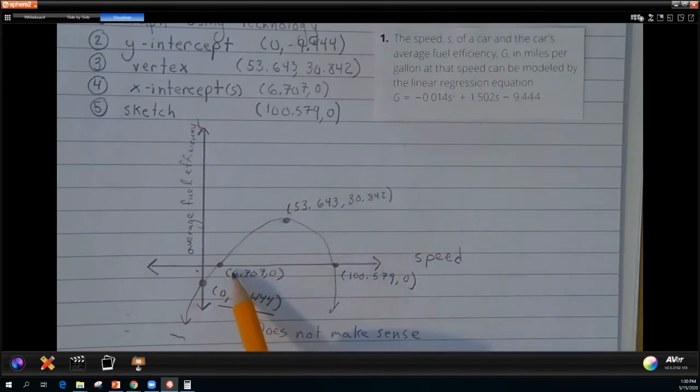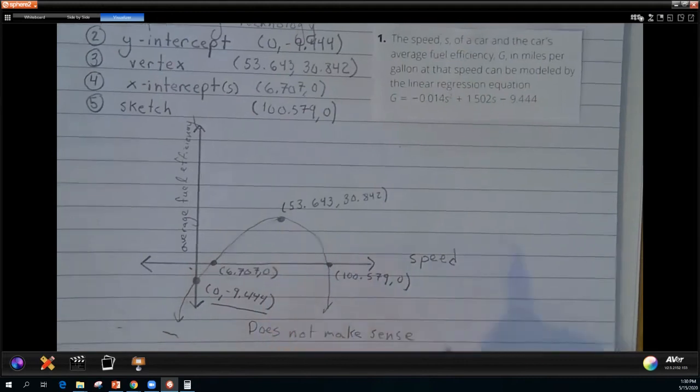If we look at our first x-intercept, it says (6.7, 0). So this is saying when our speed is 6.7 miles per hour, we're getting 0 miles per gallon. Again, this does not make sense in context. Maybe we're having very low fuel efficiency at 0.